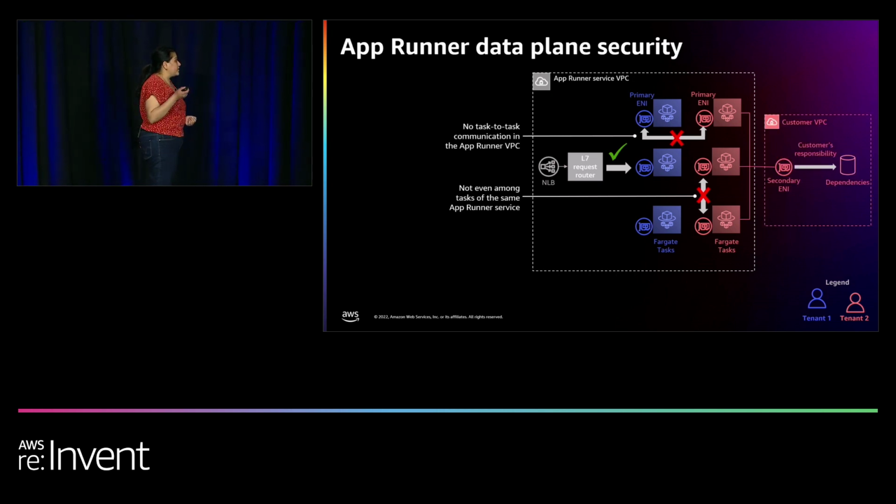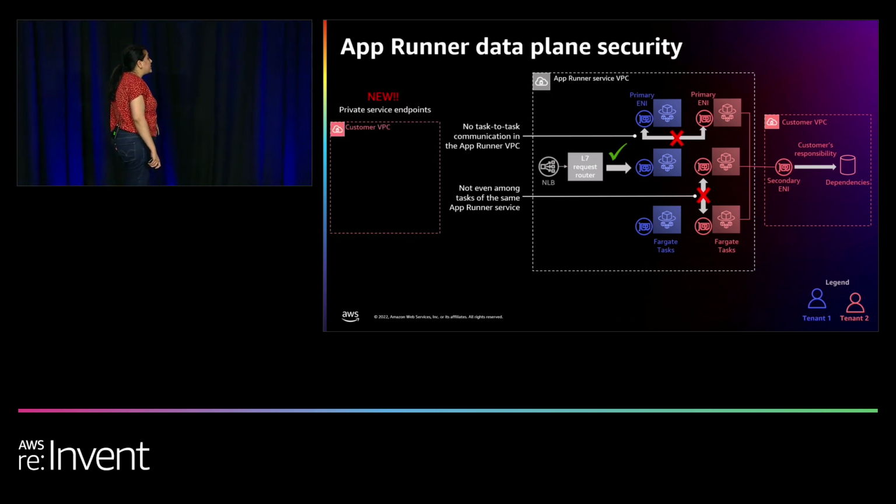But as I mentioned, shared responsibility. The secondary ENI that these Fargate tasks are attached to segues into the customer's VPC. The security groups on that are the customer's responsibility to configure, what kind of outbound traffic you want to allow from your application that's running in App Runner.